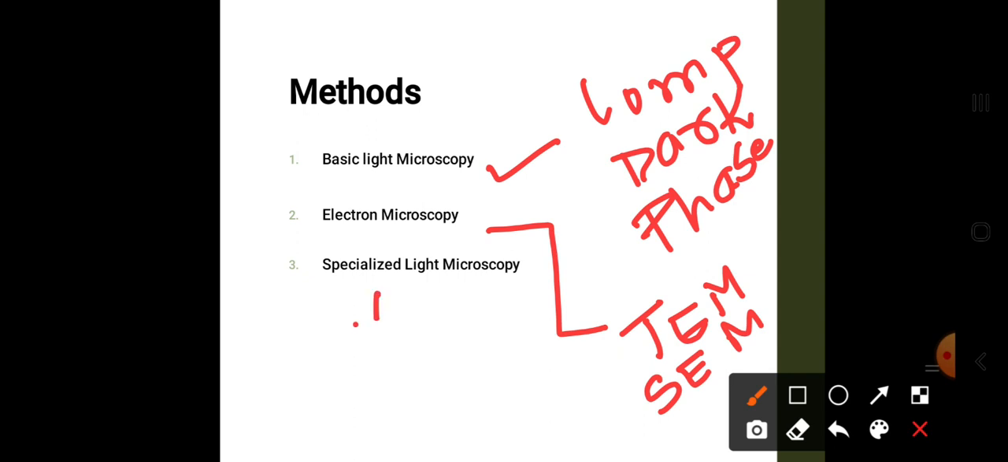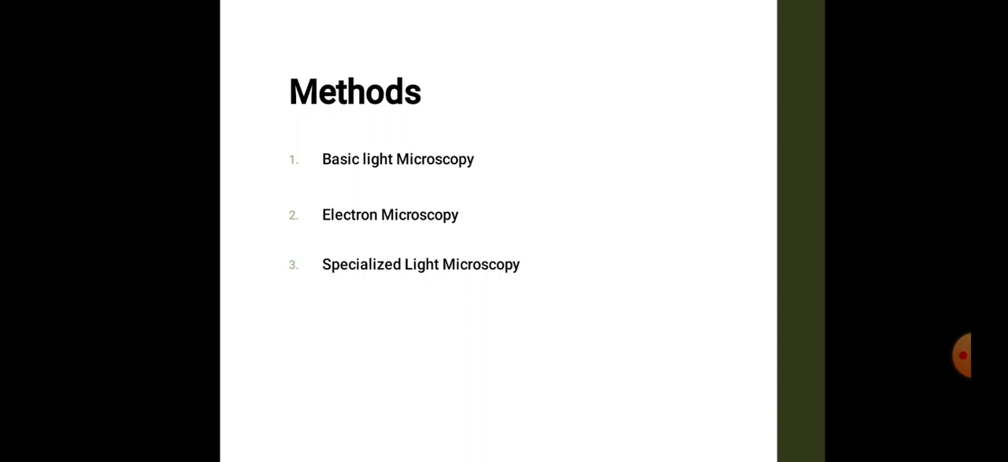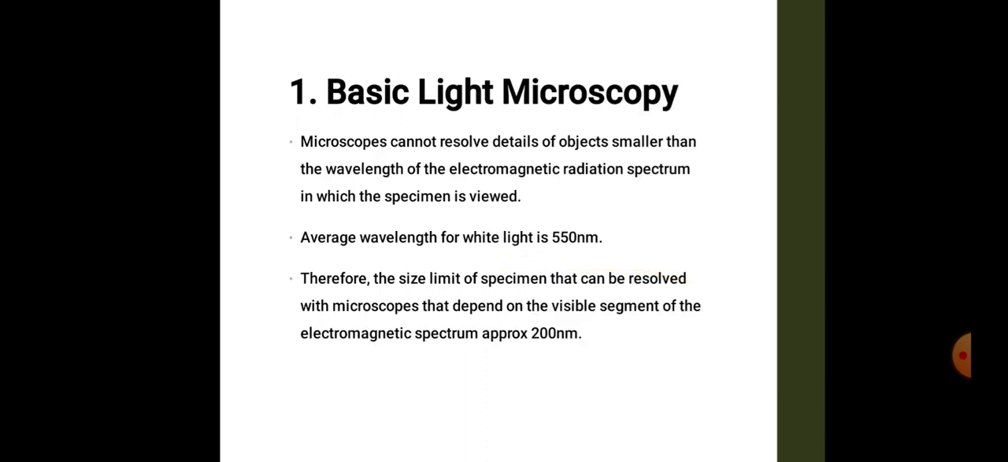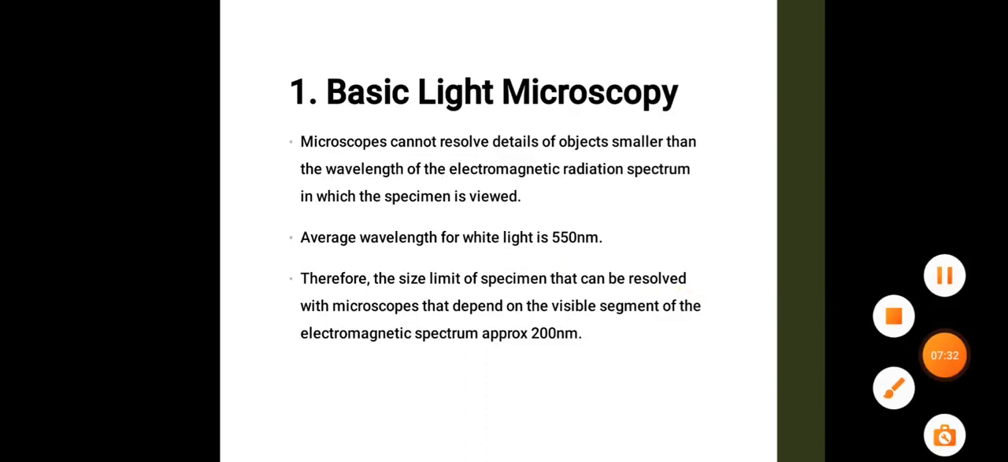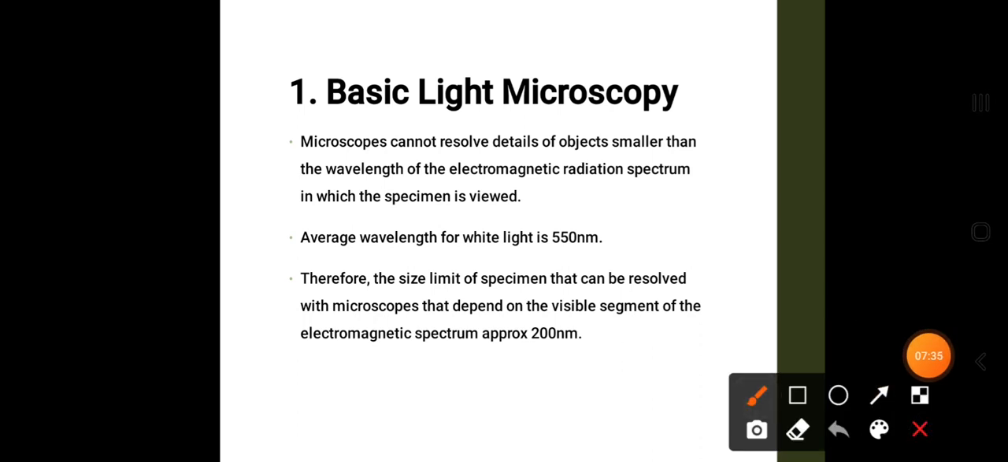Here the third and the last one is microscopy, which involves the specialized light microscopy, which involves the confocal laser microscopy. These three types of microscopy are being used in the study of microscopic methods to study the microbial diversity. First of all, we will see about the basic light microscopy. Basic light microscopy involves the compound microscope, phase contrast microscope as well as dark field microscope.